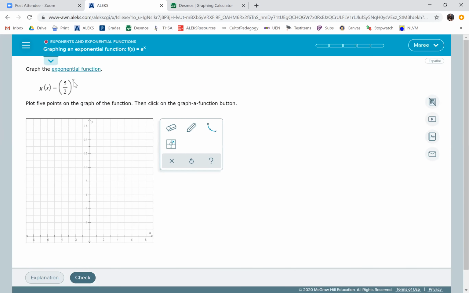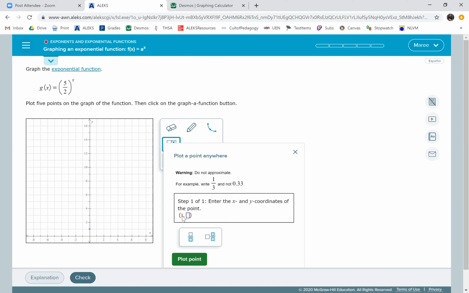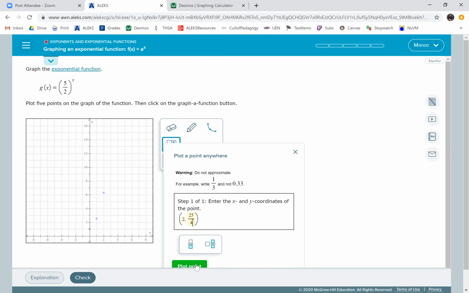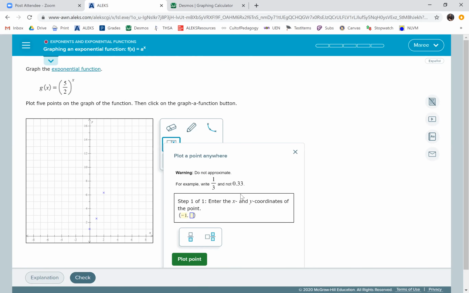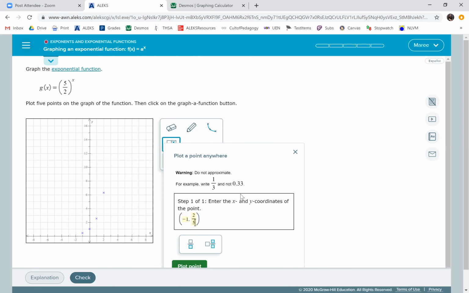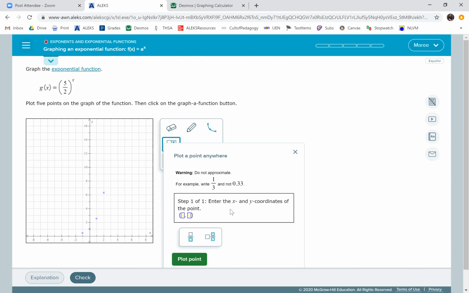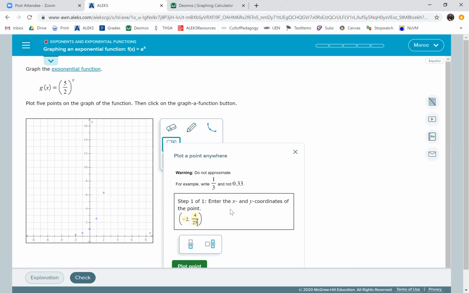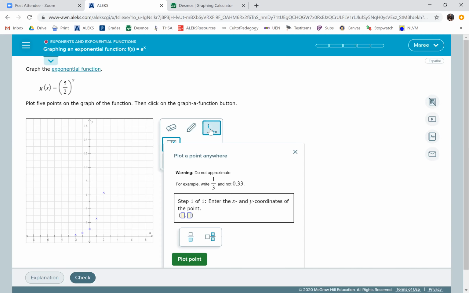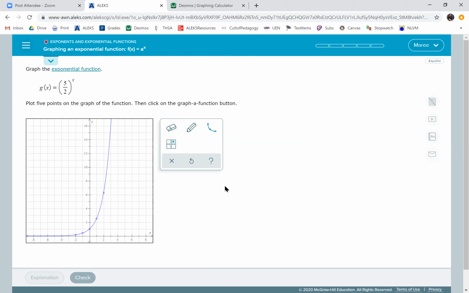So when x is 0, it's just equal to 1. So 0, 1. When x is 1, we know that it's just 5/2. When x is 2, we know that it's 5/2 squared, which is 25/4. Then when x is -1, we know that's the reciprocal of 5/2, which is 2/5. And then when x is -2, we take the reciprocal and square it. So it's going to be 4/25. And then we can put our graph in and we're ready to go to the next one.